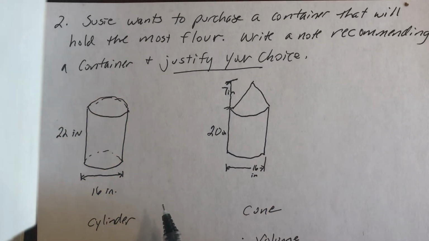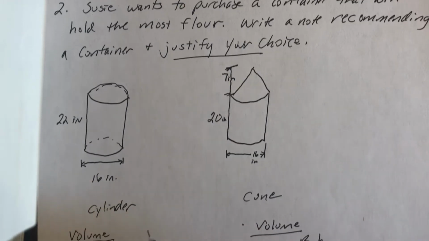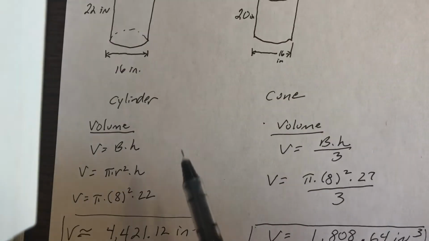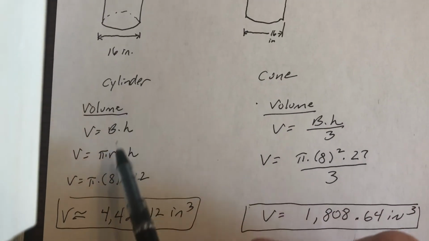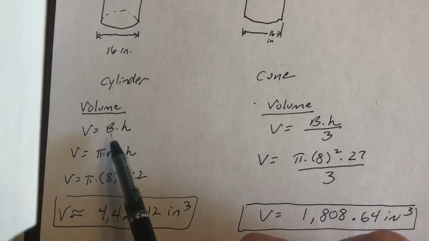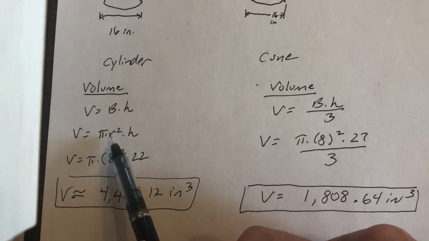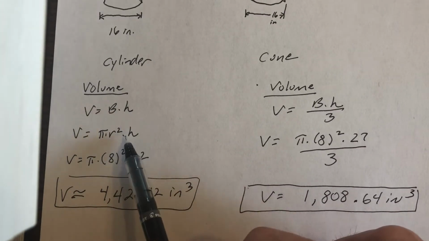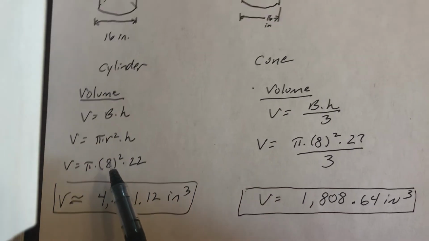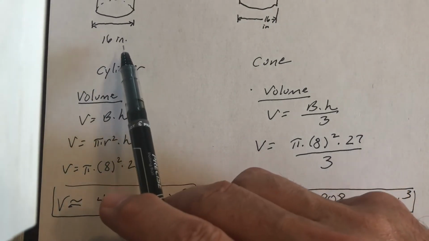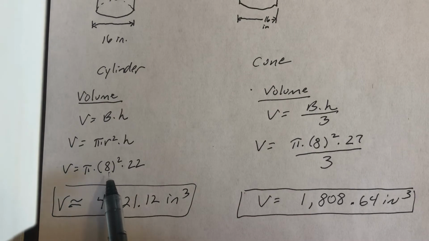All right, so we had to find the volume of the cylinder and the volume of the cone. So here's the formula you want to use for the volume of the cylinder. Volume equals capital B, base, times height, and the base of the cylinder is a circle. So we're using the circle formula, which is pi times radius squared, and then I just recopy the h. So now on my figure, I show you the diameter is 16. So that means we're going to use a radius of 8.